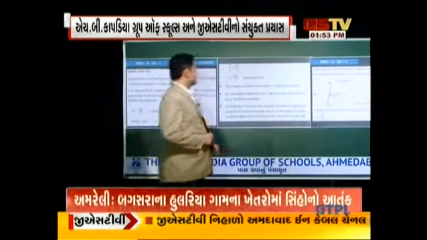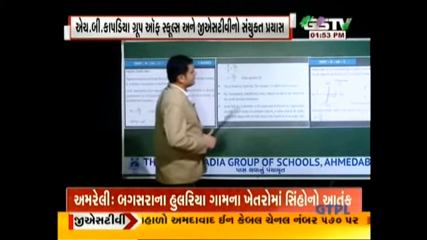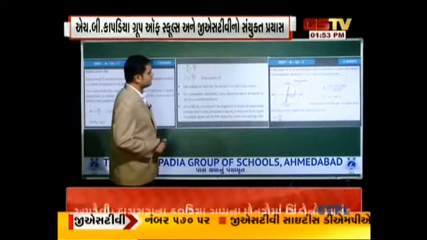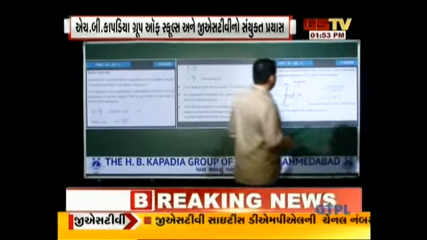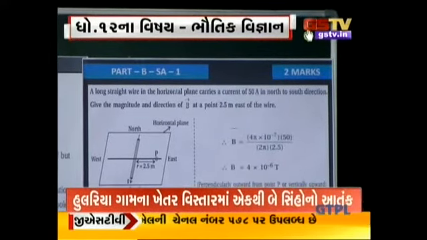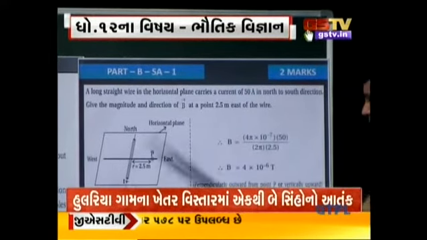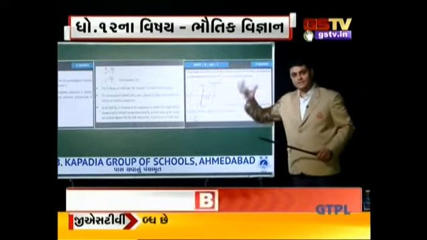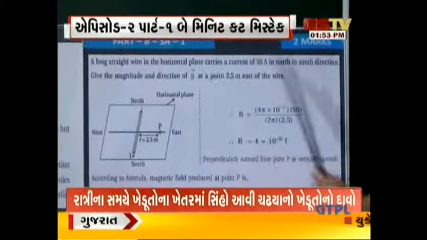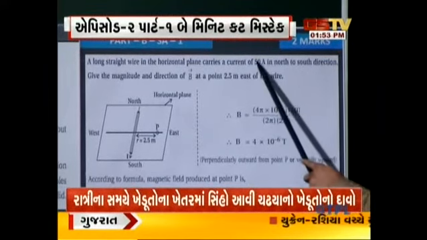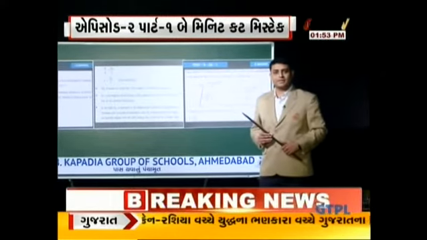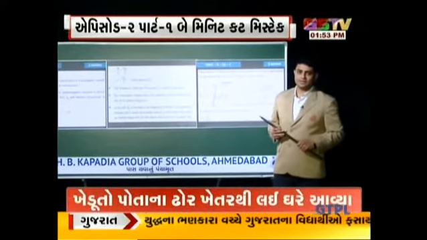Now, one more essay 1 type of question, that is a 2-marker question. I have kept a numerical. We just went through a theory, and now it is time for a numerical. A long straight wire in the horizontal plane carries a current of 50 ampere in the north-south direction. This diagram will not be given in your question paper, you have to imagine it, or you can make the diagram in your answer sheet. You have to practically imagine in your examination where the north direction is and where the south direction is.